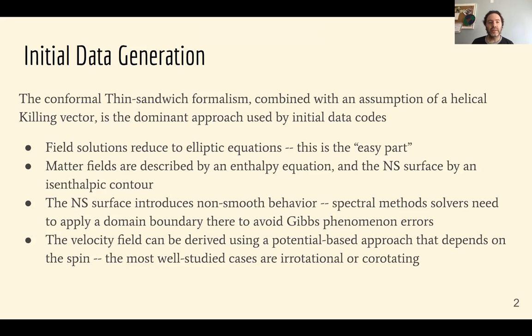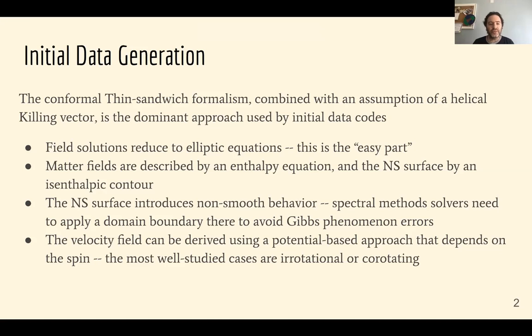At the moment, there's not so many different formalisms in play to generate initial data within the field of numerical relativity. The conformal thin sandwich formalism, which has been around for a few decades now, combined with the assumption of a helical Killing vector so that the stars essentially orbit each other, is the dominant approach used by virtually all the major initial data codes. That set of statements implies several different equations that need to be solved. Some are easier, some less so.